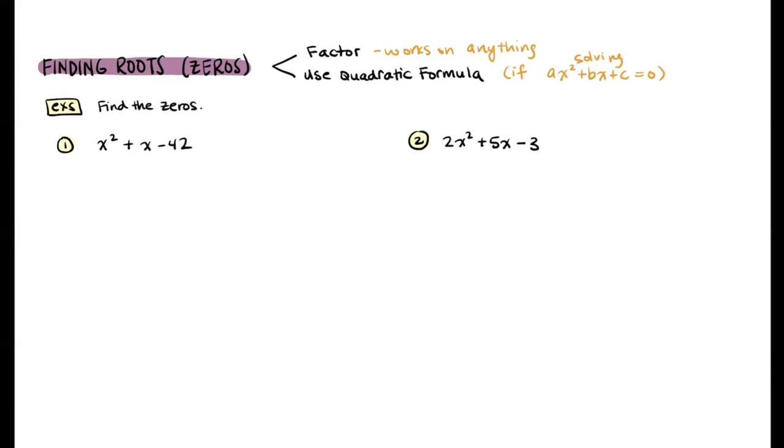Okay, so what it does again is it solves this equation for x, of course. Here is what the quadratic formula says. It says that x equals negative b plus or minus the square root of b squared minus 4ac, all divided by 2a.